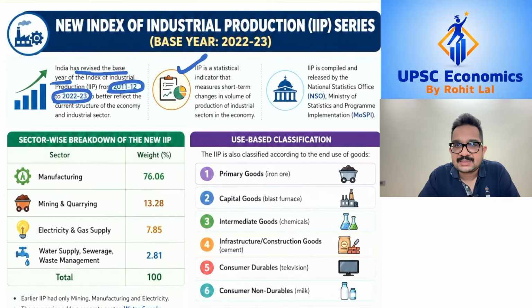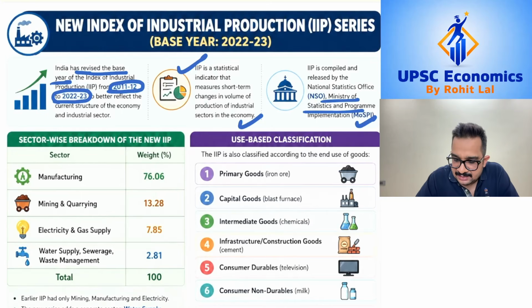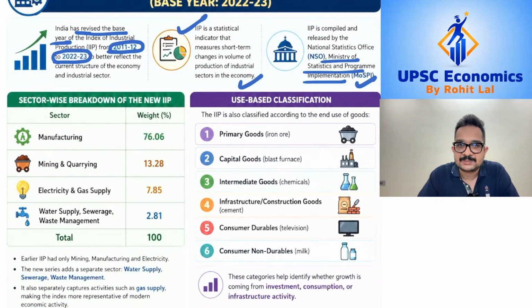Now if you were to understand what IIP is, IIP basically is a statistical indicator and it helps gauge the changes in volume of production which are taking place in the different industrial sectors in the economy. So it's a statistical indicator to understand the changes in the volume of production in the economy. Now if you talk about who publishes IIP, IIP is published by the National Statistical Office under the Ministry of Statistics and Program Implementation.